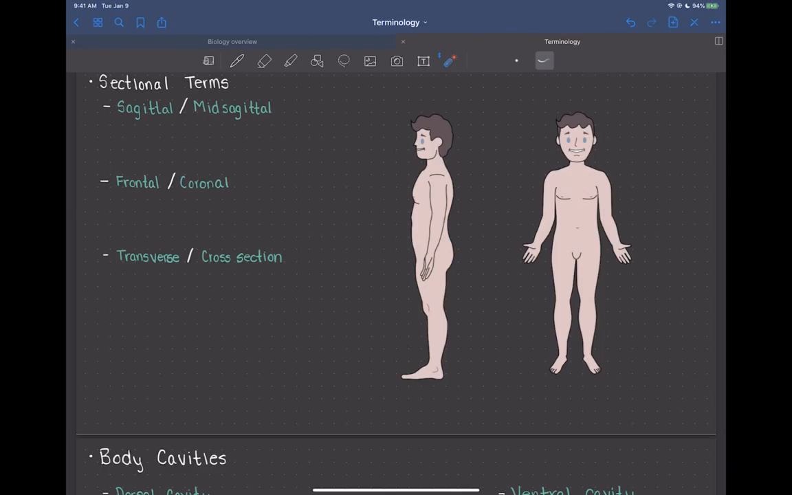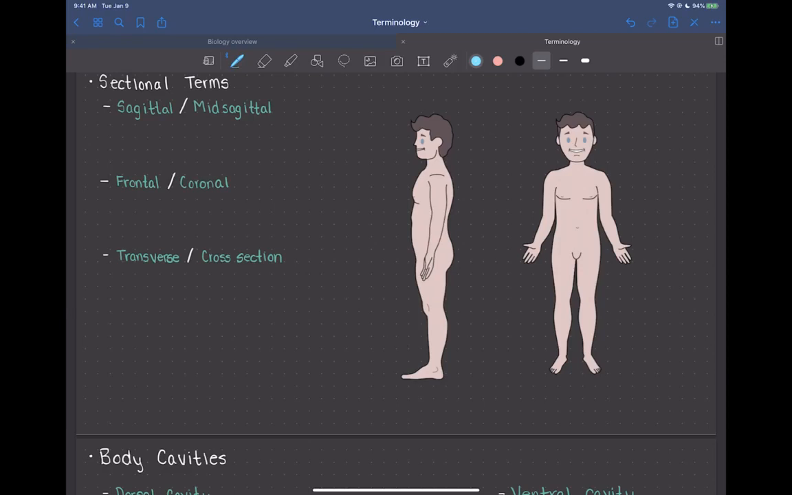All right, so this is part 2 of the terminology chapter. In the last video we talked about the directional terms like superior, inferior, anterior, posterior, proximal, distal, stuff like that. Now we are going to talk about sectional terms. These are terms used to divide the body into different regions when we're studying them. We'll see these regions with x-rays and CAT scans, where the body is divided into these different regions.